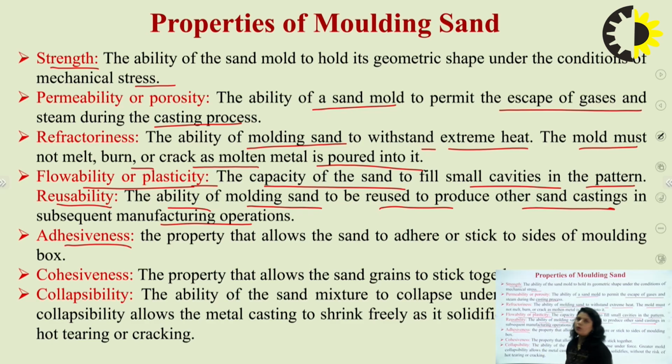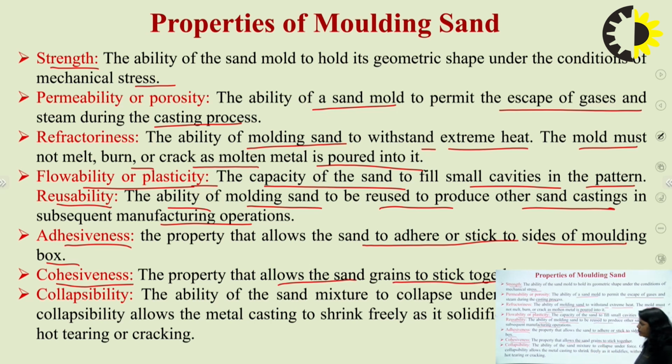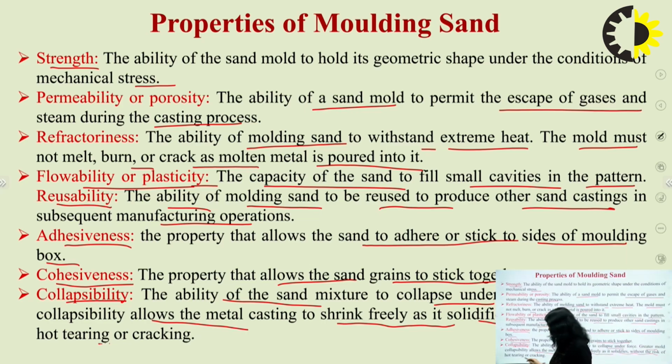Then it should have the property of adhesiveness. Adhesiveness is basically the property which allows the sand to adhere or stick to the sides of the molding box. Then it should have cohesiveness also, a property which allows the sand grains to stick together. Then collapsibility means the ability of the sand mixture to collapse under the forces. Greater mold collapsibility will allow the metal casting to shrink freely as it solidifies without the risk of hot tearing or cracking. So these are the properties which we need in our molding sand.